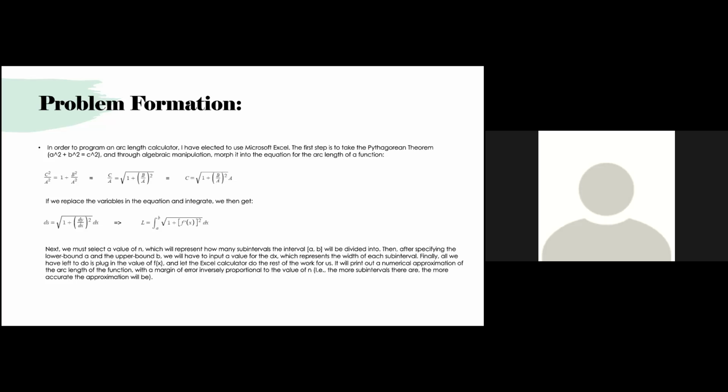And then if we change this up a little bit, we replace the variables in the equation and integrate, we get that the derivative of the arc length is equal to the square root of 1 plus the derivative of y over the derivative of x quantity squared, times that dx, the width. And then if you integrate, you get the arc length of the function is equal to the integral from a to b of the square root of 1 plus the derivative of the function squared, times that dx.